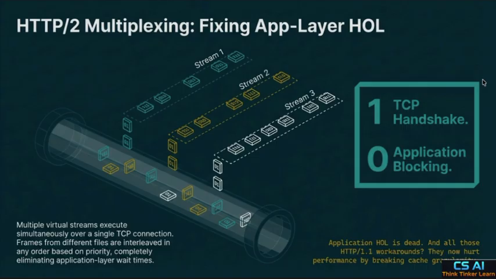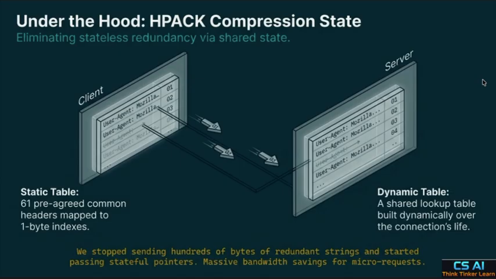Interestingly, all those HTTP 1.1 workarounds like bundling now actually hurt performance because they break cache granularity and priority management. Under the hood, HTTP2 also solved the problems of stateless redundancy via HPACK. Standard HTTP headers are incredibly repetitive, sending the same user agent string over and over and over again. HPACK uses a static table of 61 pre-agreed common headers and a dynamic table built over the connection's life.